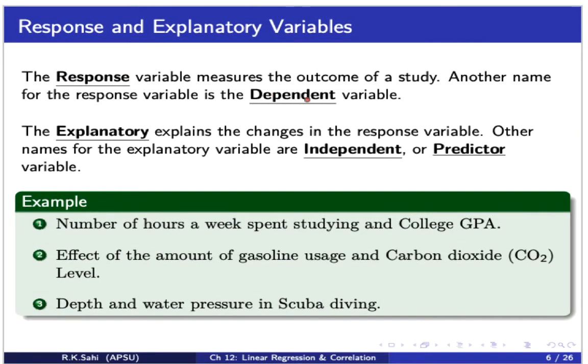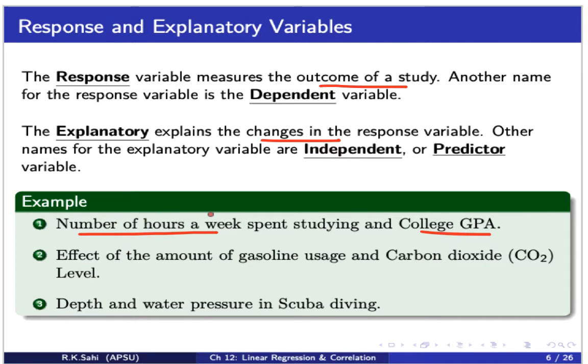The response variable measures the outcome of a study. Another name is the dependent variable. The explanatory variable explains the changes in the response variable. Other names are independent variable and predictor variable. A very simple and common example is the number of hours a week spent studying and the college GPA. Clearly, the more we spend studying, the better our GPA would be.